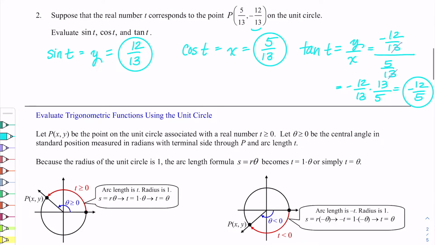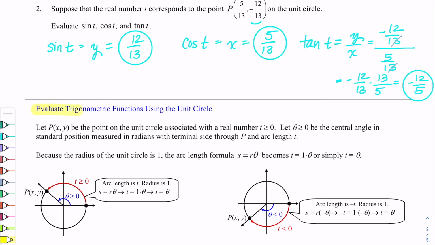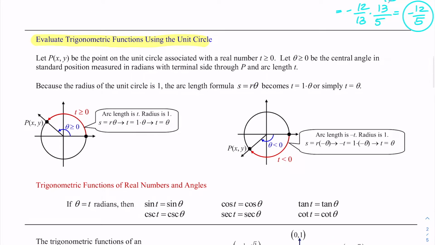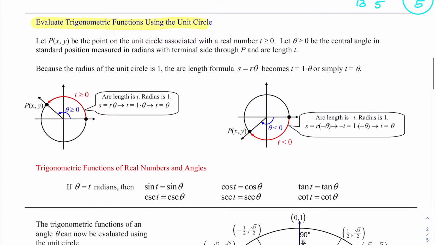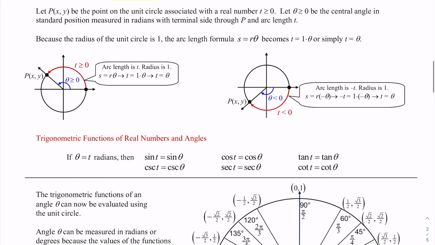Okay, we are going to now evaluate our trig functions using the unit circle. So we're going to let P be the point x, y on the unit circle associated with a real number t greater than 0. And this time we're going to let theta, which is going to be equal to 0 or positive, be the central angle in standard position measured in radians, with a terminal side through P and arc length t.